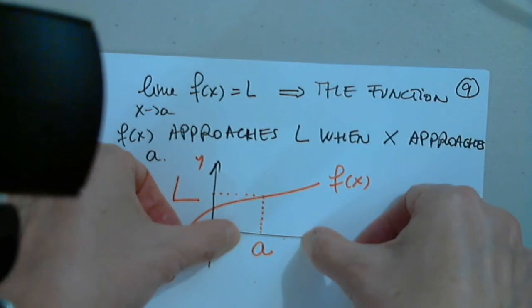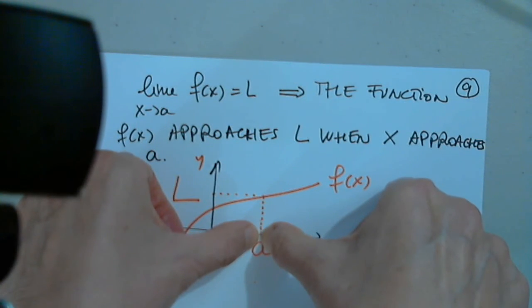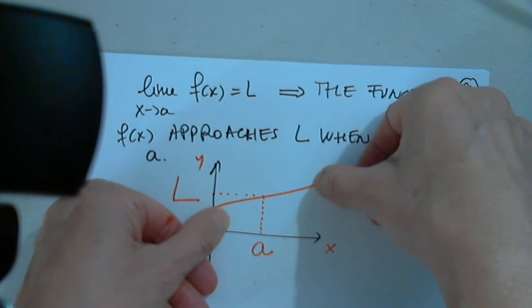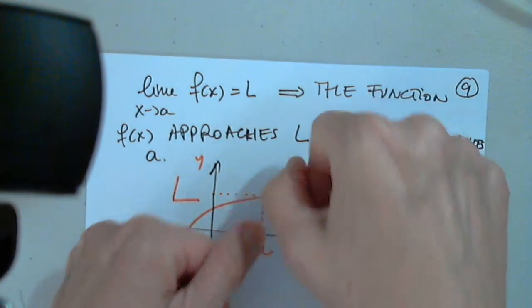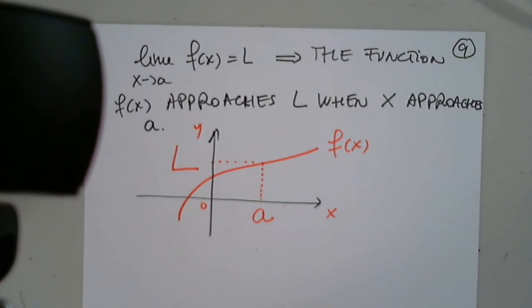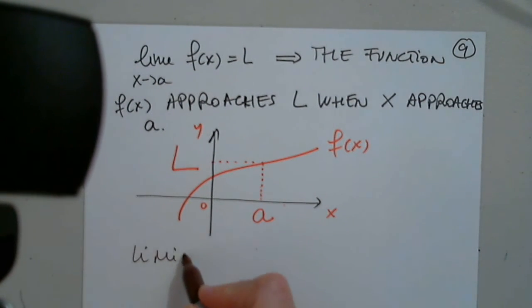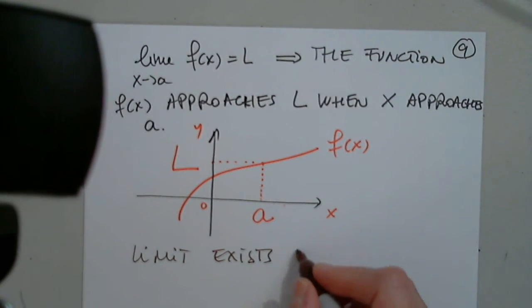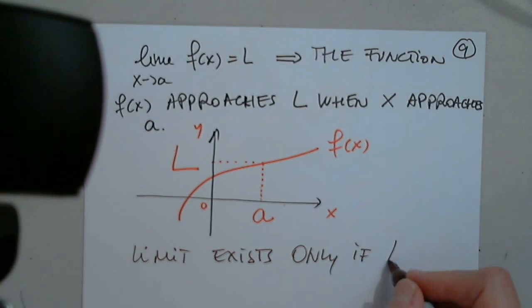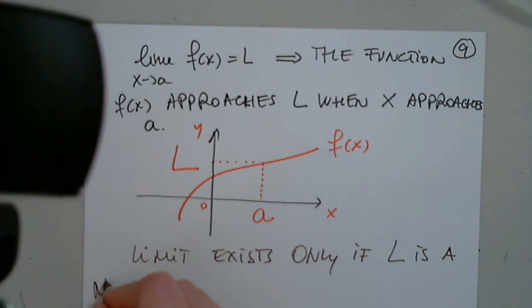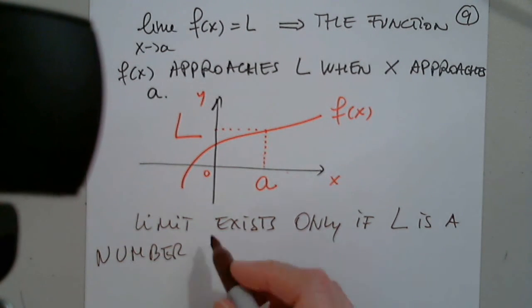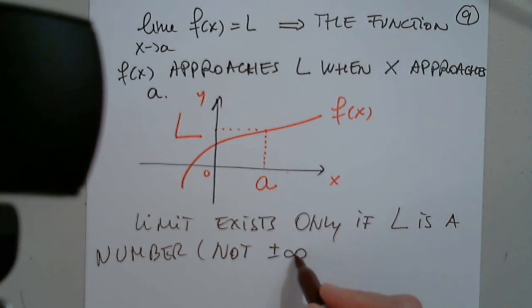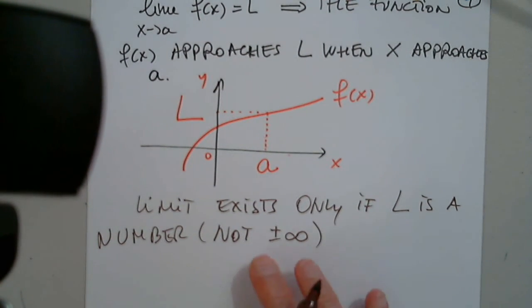As x approaches a from either side, the function values get closer and closer to this number L. Limit exists only if L is a number. If I cannot give you L, the limit does not exist. Not plus or minus infinity. These are not numbers.